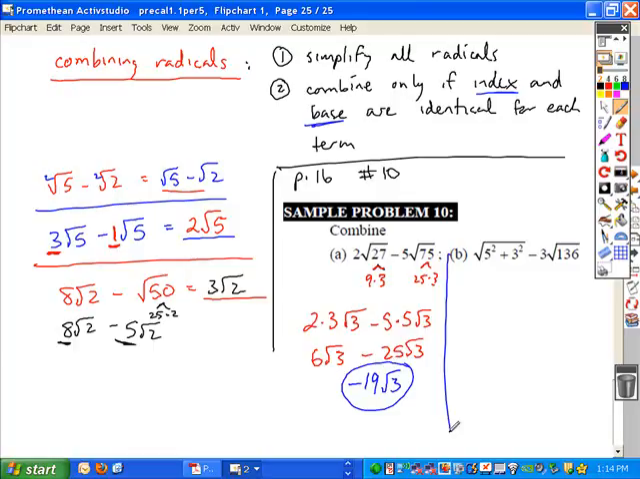Now, is it true that the square root of 5 squared plus 3 squared is equal to the square root of 8? Can you take the square root of the 5 squared and 3 squared, and just be left with 5 plus 3? No. So this is a common mistake. The square root cannot cancel the powers from individual terms being added together.